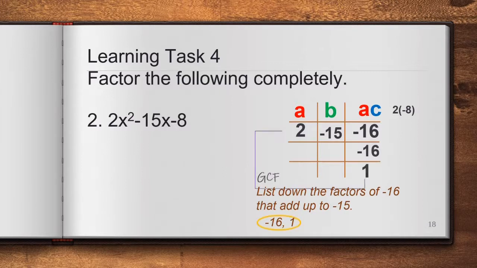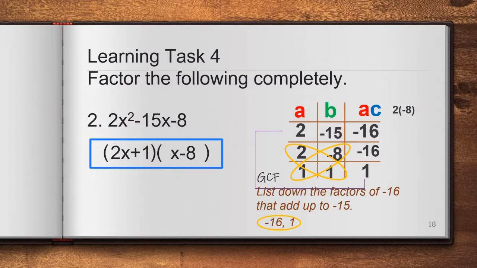Then, we will find the GCF of 2 and 1. Saan sila pwedeng ma-divide? That's 1. Then, 2 divided by 1 is 2. Negative 16 divided by 2 is negative 8, and 1 divided by 1 is 1. So the first pair is 2 and 1, that's 2x plus 1. Second pair is 1 and negative 8, and that's x minus 8.